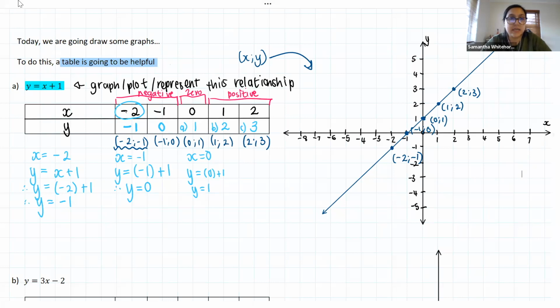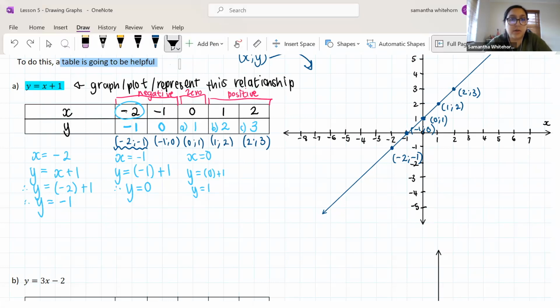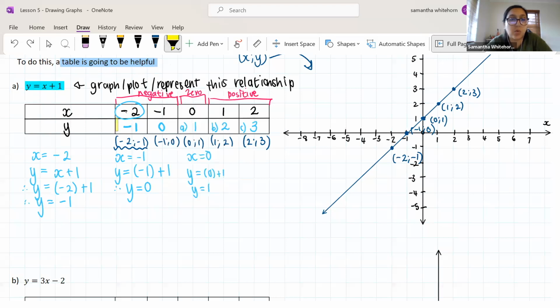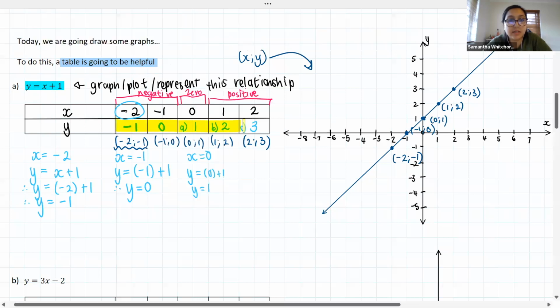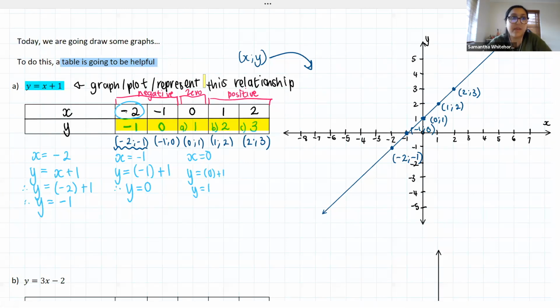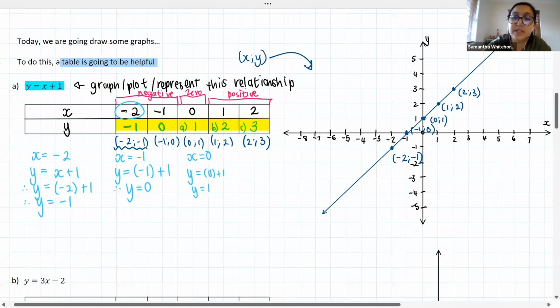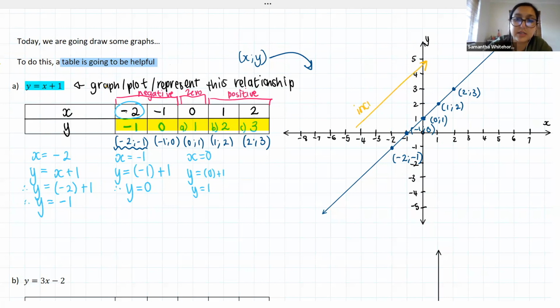Alrighty, guys, if you were following what I was going on about earlier, we spoke about the fact that these Y values are increasing. So it goes from -1 to 0 to 1 to 2 to 3. They are increasing. And if you look at your graph, it is increasing. It's going up from left to right. So this is an increasing relationship.